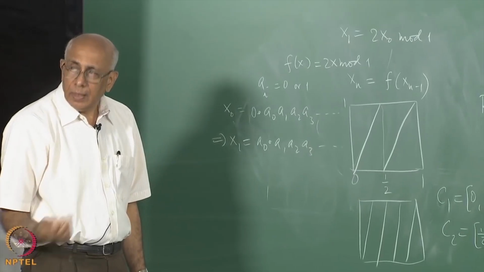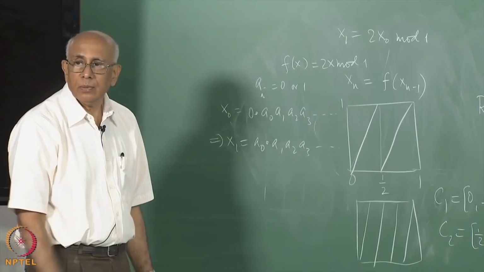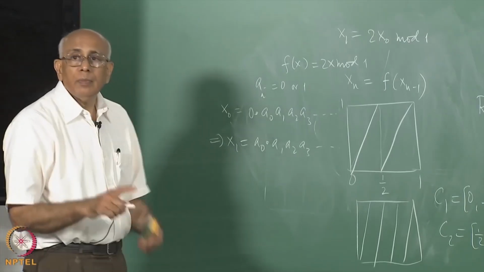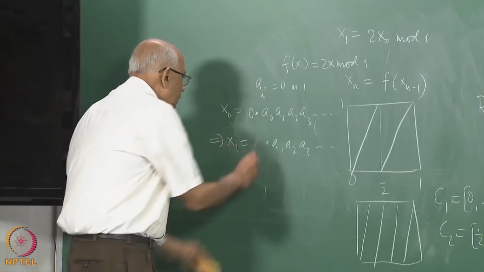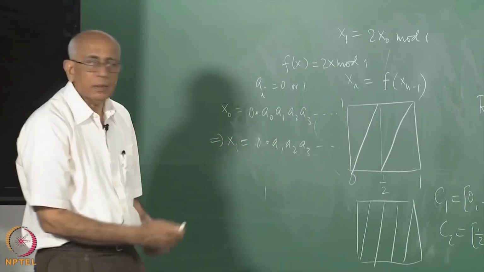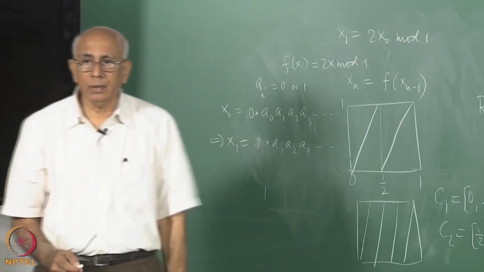But if A0 is 0, then the number is less than half to start with, and when I doubled it, it was less than 1. But if A0 is 1, it means it exceeded 1, but I have to throw away the 1. So this is again 0. That is what makes the map non-linear. Otherwise it would have been just a linear map, but now I brought it, cut it down, it is non-linear.